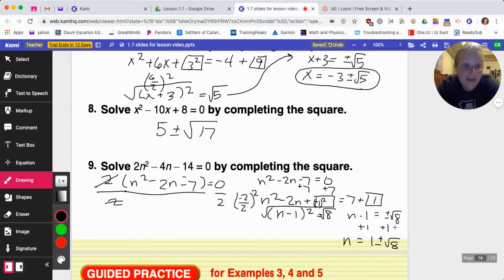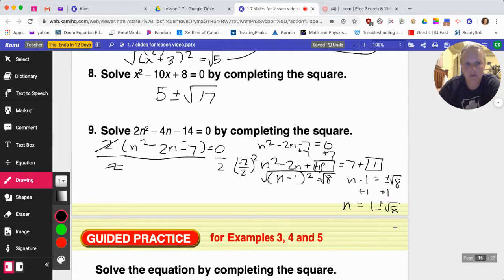Pause. Are we done? No, we're not. Root 8 is not in its simplest form, and I need you guys to recognize that. I'm going to keep on working on this next page here. Root 8 is 4 times 2, where 4 is a perfect square. I have 1 plus or minus 2 root 2, and that is my final answer. Okay, everything always needs to be in its simplest form.